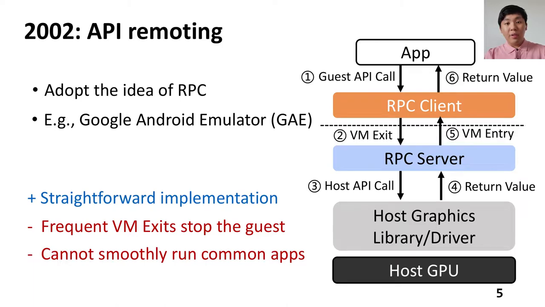VM exits are frequently utilized to deliver RPC packets to the host. VM exits completely stop the guest from running, while it waits for the host to finish execution and give back the execution results. The idle waiting at both sides causes the resulting products to perform poorly on even common apps.